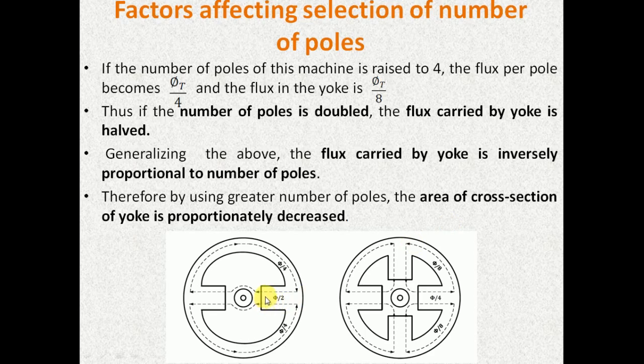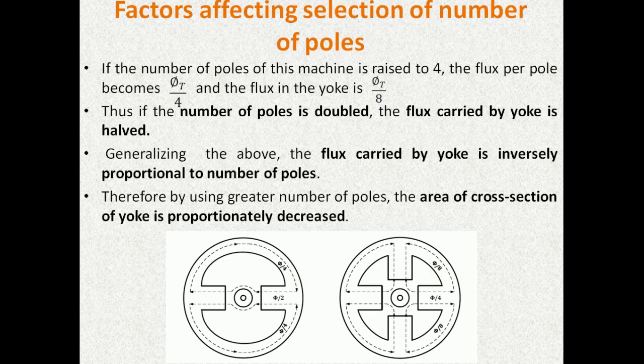So the flux over here is phi by 2. When it reaches the yoke portion, this flux is further divided into 2 and the flux flowing through the yoke portion is phi by 4. This is the case with the 2-pole machine. Now consider the case of the 4-pole machine. If the total flux in the air gap of the machine is phi, then definitely the flux per pole is phi by 4. When this flux per pole reaches the yoke portion, it gets divided into 2. So the flux flowing through this yoke is phi by 8.